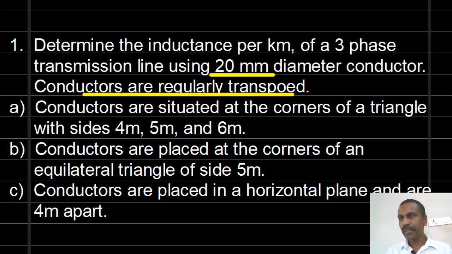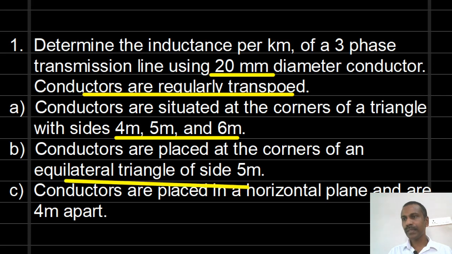In the first case the conductors are placed at the corners of a triangle with 4 meter, 5 meter and 6 meter sides. In the second case, the three conductors are placed at the corners of an equilateral triangle. And in the third case, they are placed in a horizontal plane.